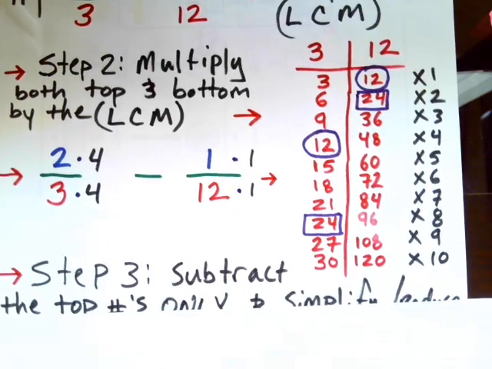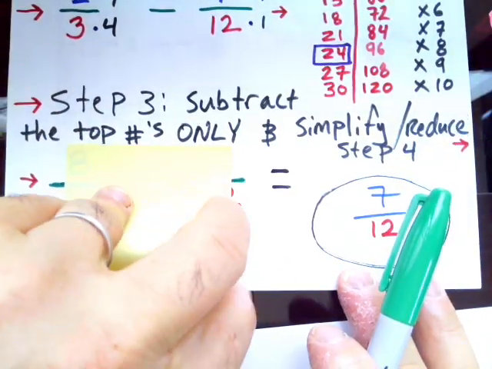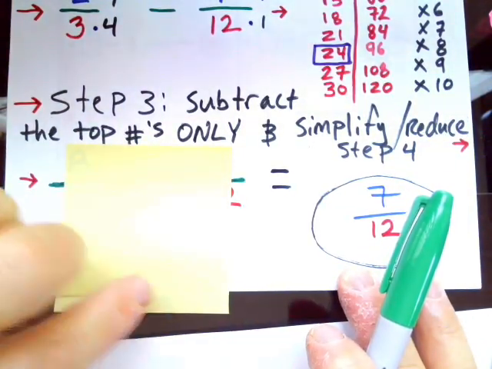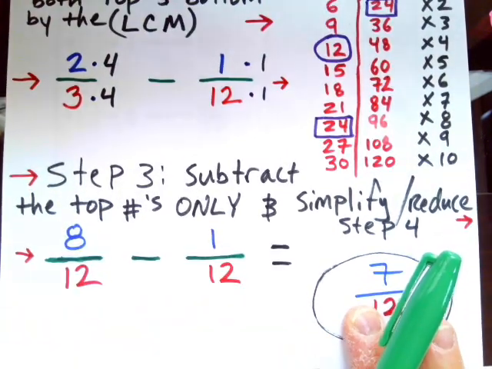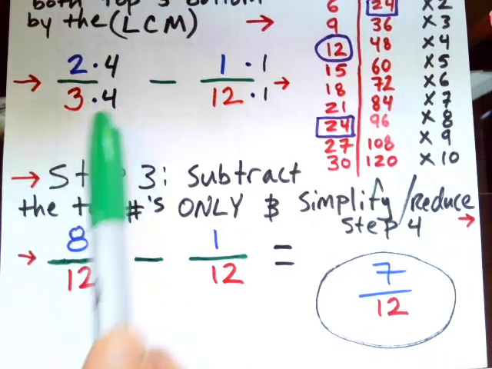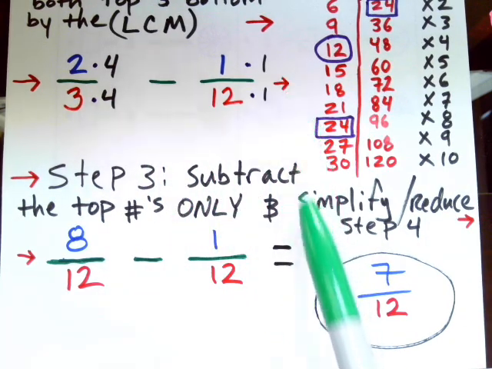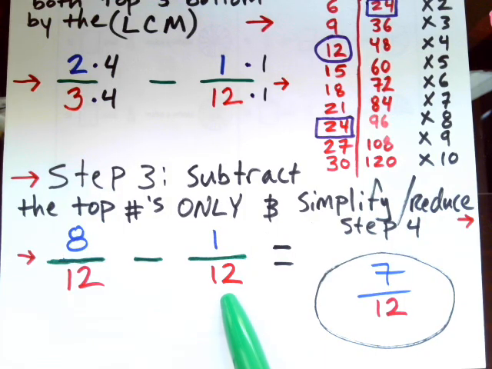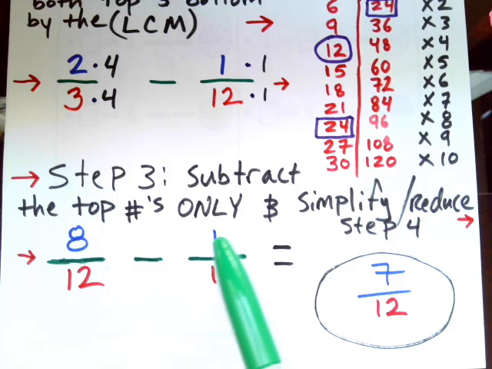Step 3. Again, let me raise this up here. 2 times 4 is 8. 3 times 4 is 12. Minus 1 times 1 is 1. And 1 times 12 is 12. So we have the same common denominator. That's the bottom number. Then we can just focus on the numerators, 8 minus 1.